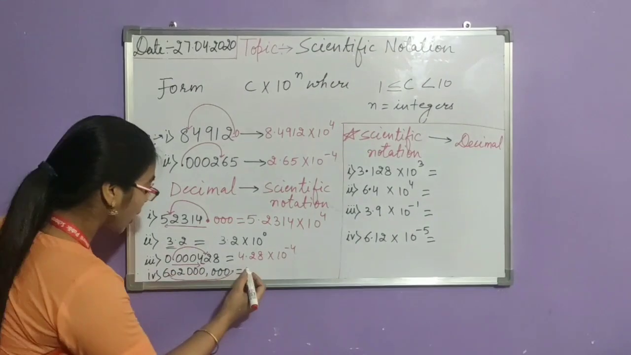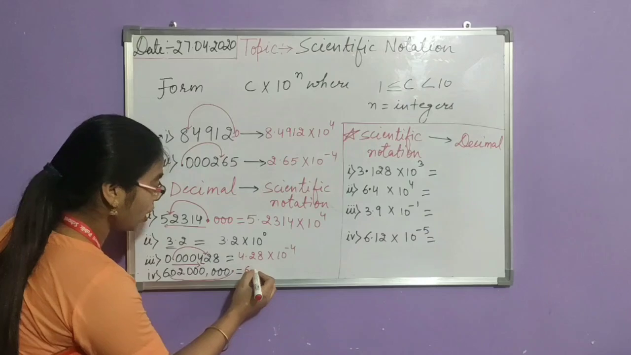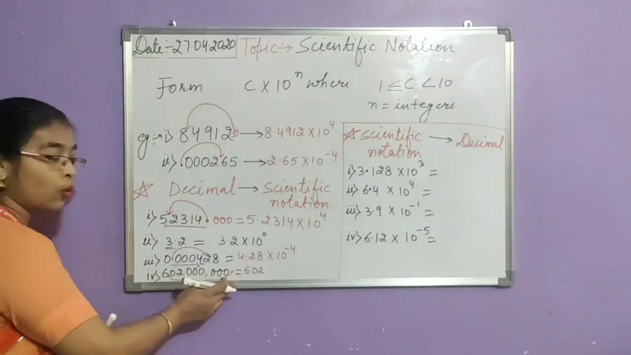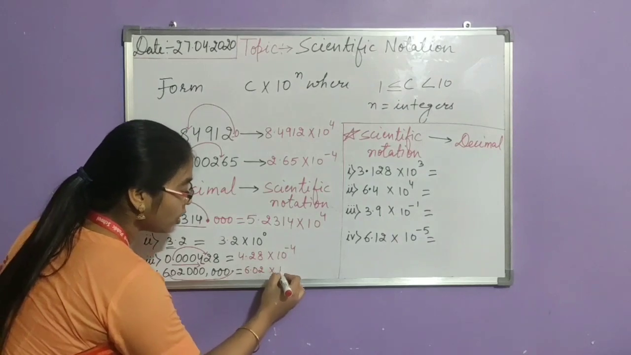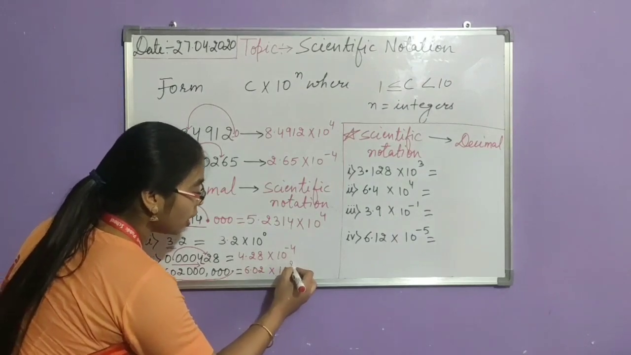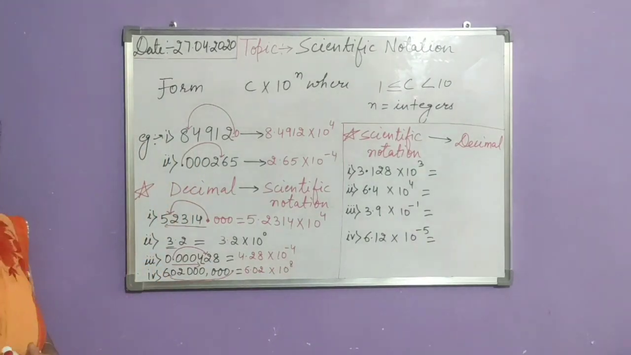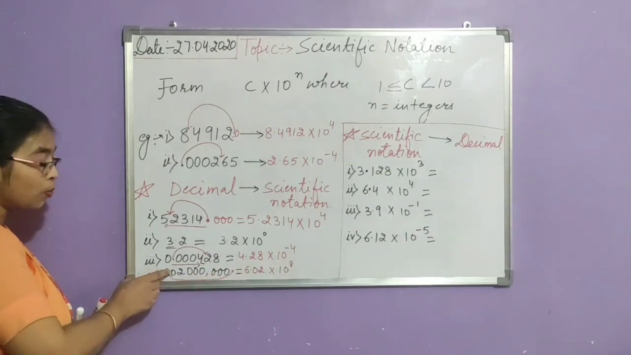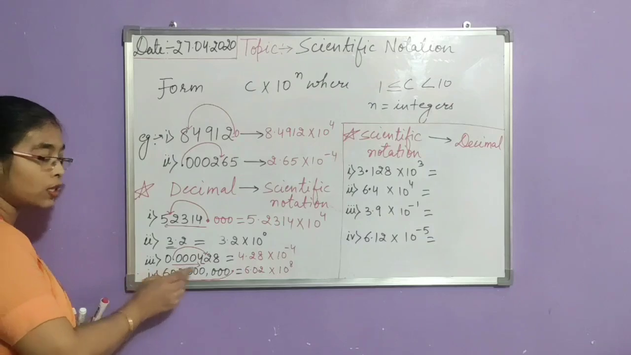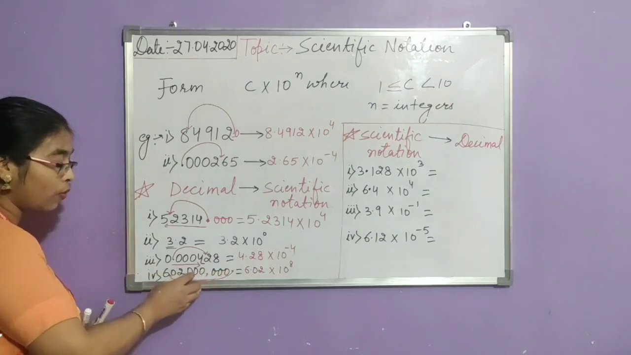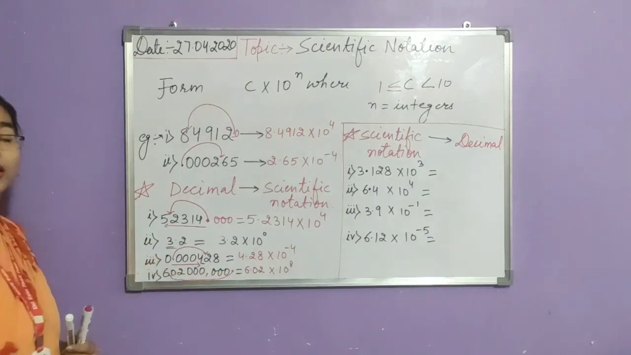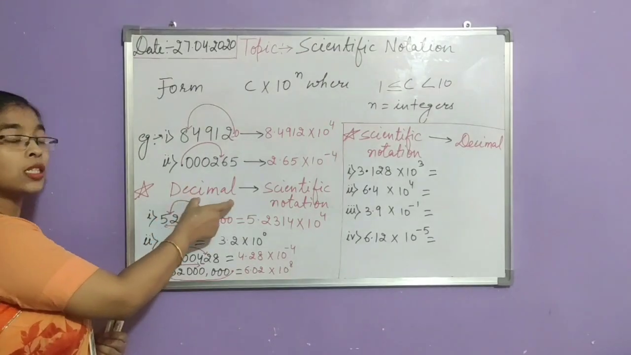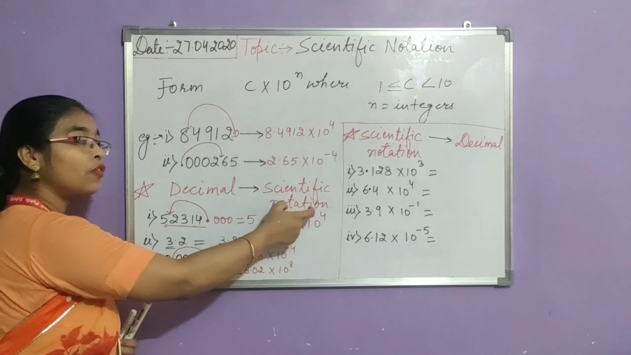So we will write this as 6.02. There is no need to write down the 0, into 10 raised to the power 8. Why is it raised to the power 8? Because we have crossed 8 digits to shift the decimal point: 1, 2, 3, 4, 5, 6, 7, 8. That is all about the rule of converting decimal into scientific notation.